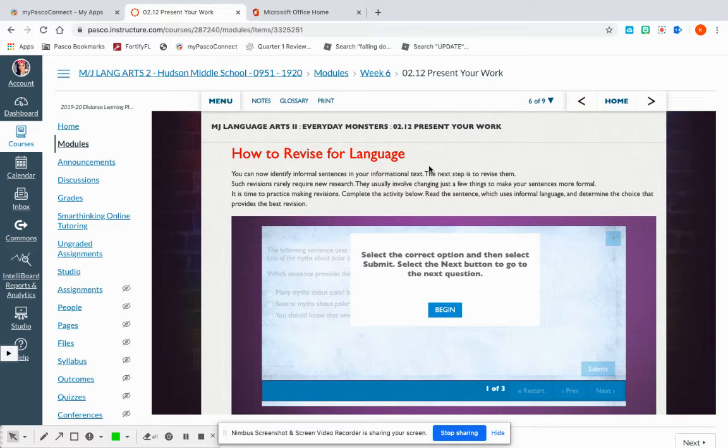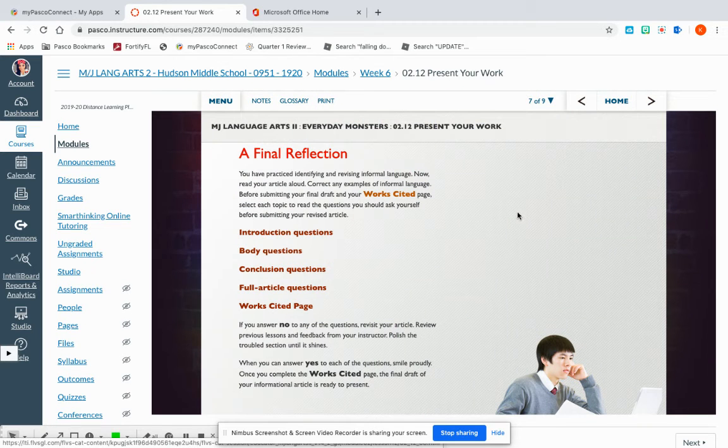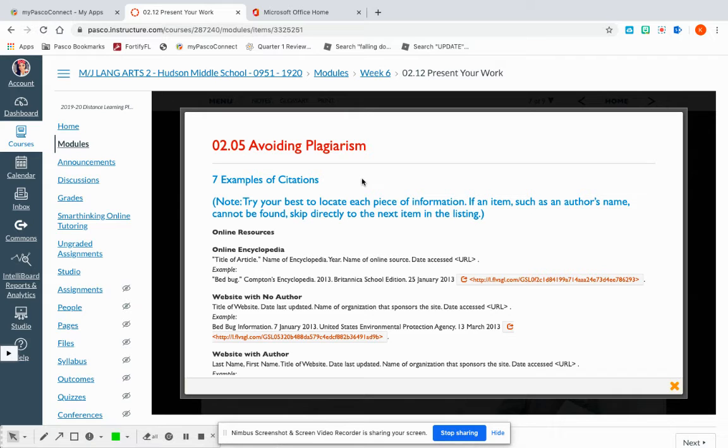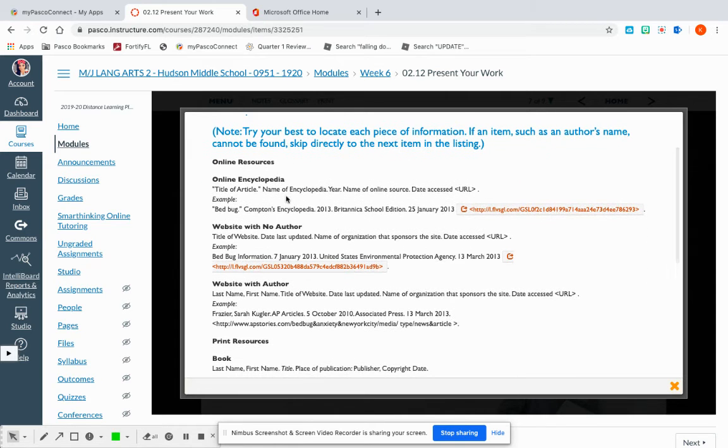This is another interactive slide on how to identify informal sentences. Slide 7 is going to be your final reflection. And then this is a good page where you're going to find how to format your works cited. So when you go to work on that, remember it is slide 7 of 2.12. You're going to click on works cited. This is going to show you 7 examples of citations. If you're using online resources, these are the formats that you're going to use.